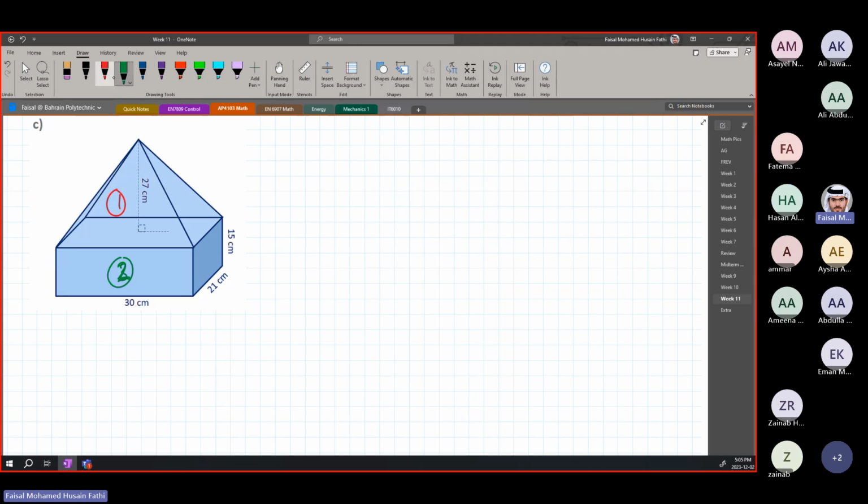Okay? Volume 1 is equal to, what is the volume of a pyramid? First step, 1 over 3 times something. We see a pyramid, we see a cone. It's going to be a third of something. Okay? So 1 over 3 times what? What is this? A rectangular shape. So the area of a rectangle times the height h. This is h. Okay? This 27 centimeters is h.